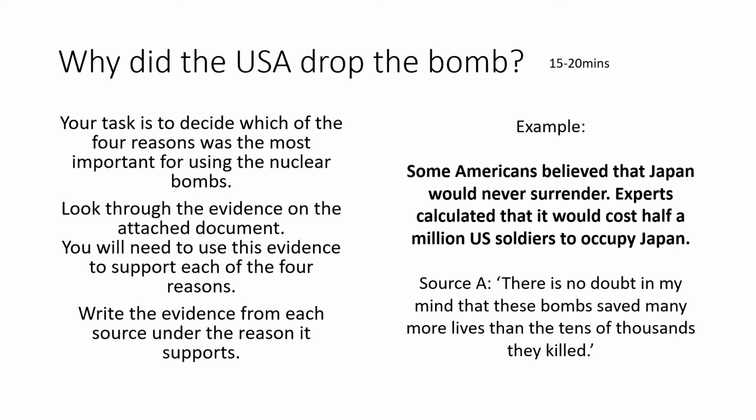So I've got an example for you. Some Americans believed that Japan would never surrender. Experts calculated that it would cost 500,000 US soldiers to occupy Japan. So in source A, we can see there's a quote, "There is no doubt in my mind that these bombs saved many more lives than the tens of thousands they killed." So we've got a clear bit of evidence there supporting that reason.